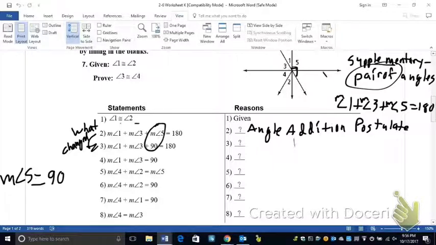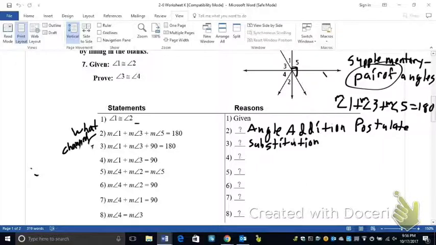So, anyway, I think the most straightforward here is substitution, because we're switching out that 90-degree angle for the measure of angle 5. But I think it can also be the definition of right angles. Definition of right angles is that all right angles are 90 degrees. So, now, what changes between 3 and 4? Well, that 90 disappears.